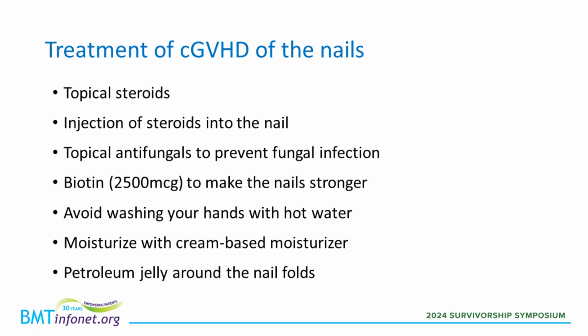When we have chronic graft-versus-host disease of the nails, we'll use topical steroids. Again, we can do injections of steroids into the nail. In certain cases, we might start topical antifungals to prevent fungal infections if the nail plate is impaired. Patients can be at increased risk for that. We often might recommend, or sometimes recommend, biotin at 2,500 micrograms to make the nails stronger. My caveat with biotin always is that it can interfere with certain lab tests. So we don't want to just use it as a blanket supplement, and we also want to make sure that if you are using it, you're letting your doctors know when they're ordering labs.